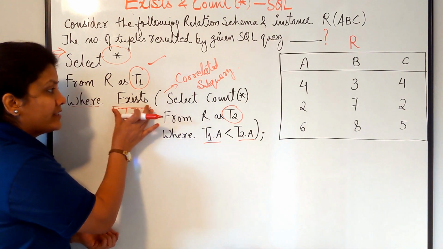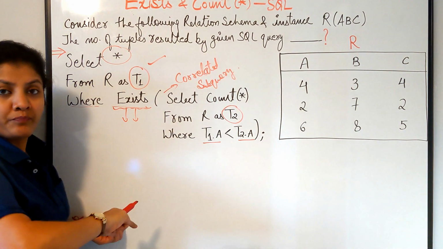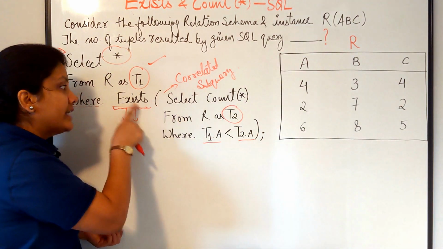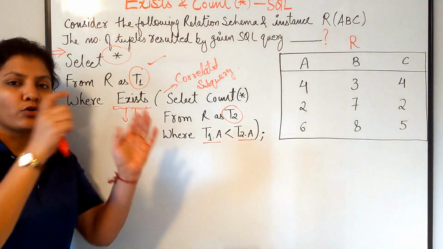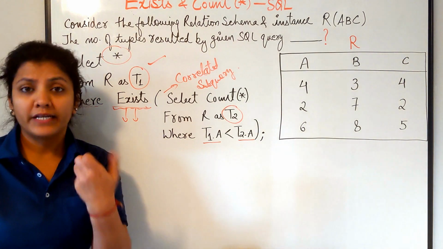For exist, if something exists here, then it will result into true. For not exist, if something does not exist here, then that will return true. So let's not get confused by talking about both of them at the same time. Maybe in the next question I might come up with a not exist clause.